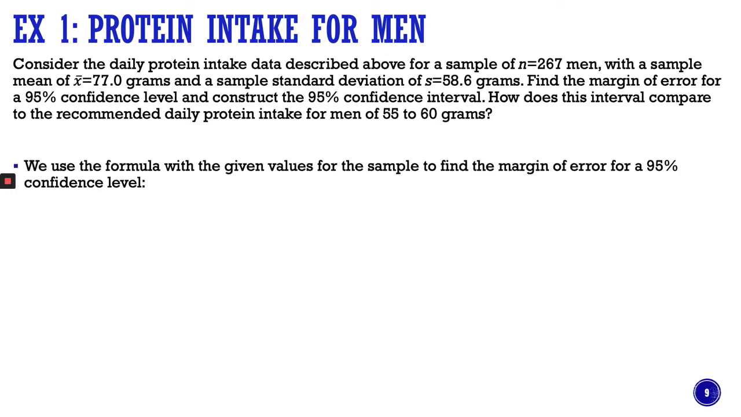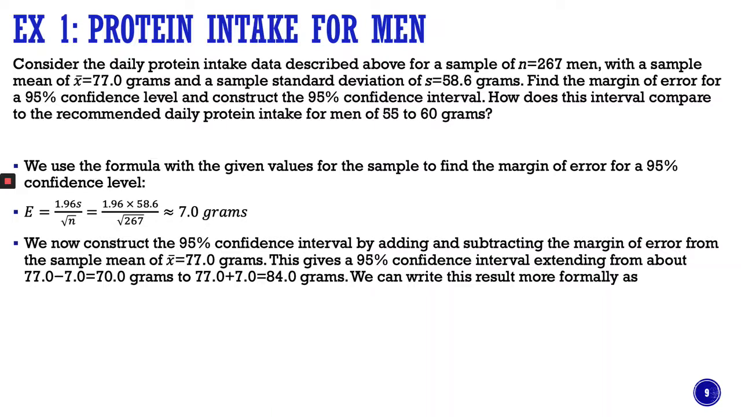So we use the formula with the given values for the sample to find the margin of error for a 95% confidence level. E is equal to, this is our formula, 1.96 times s divided by the square root of n. So 1.96 times 58.6 divided by the square root of 267. So this is our standard deviation, our s, and this is our sample size of n equal to 267. And that'll get us approximately 7.0 grams.